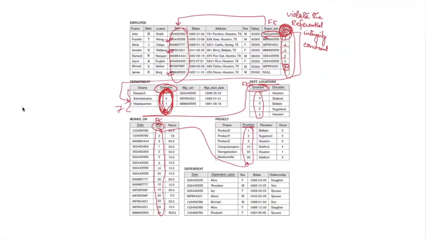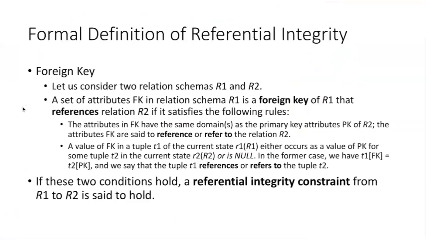And the formal definition for this, you can see the formal definition of referential integrity constraints. We can write it like this. So we are considering two relational schemas, R1 and R2. R1 is one relational schema and R2 is another relational schema. So a set of attributes Fk in relational schema R1. Here I have a set of attributes. It may be one single column or it may be multiple columns. That's why it's called a set of attributes.